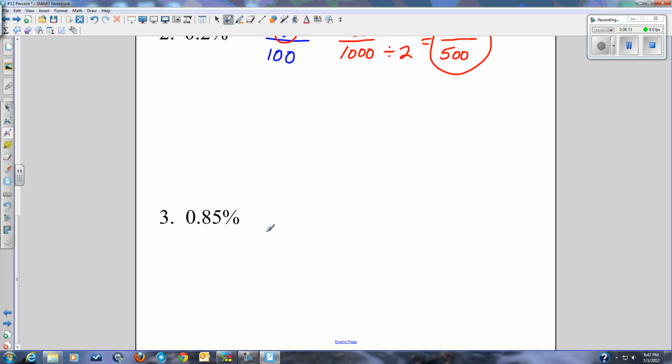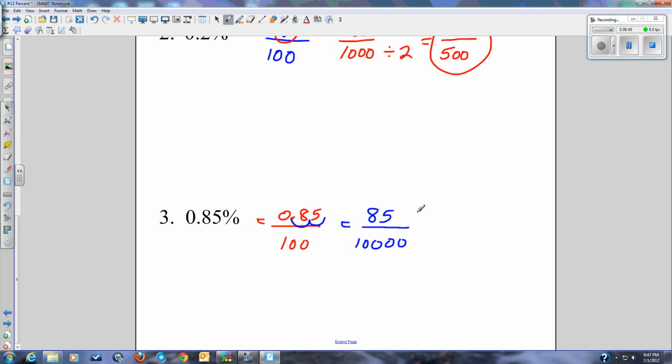Let's try this again. We have 0.85%. So we're going to start off with 0.85 over 100. Now, how many decimal places do we have to move this decimal to get to the end of the number? It's 2 places. So we're going to write 85, since we moved that decimal. And we're going to write down 100. But since you've moved the decimal 2 places, you're going to add 2 zeros. So really, you've got 85 over 10,000.